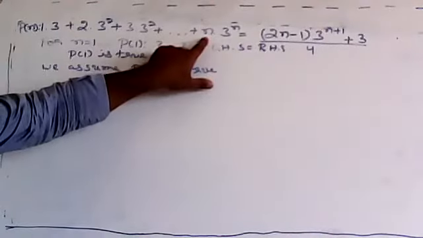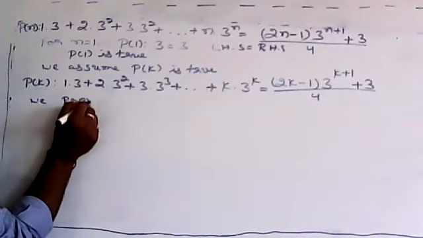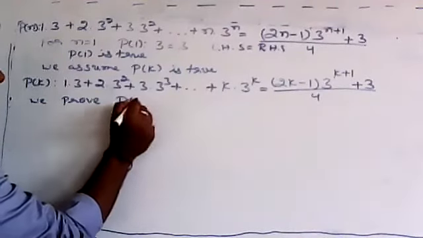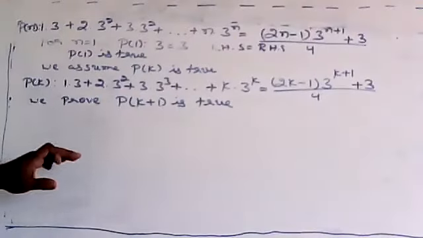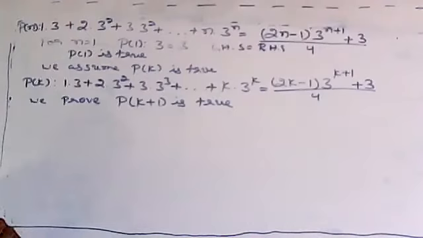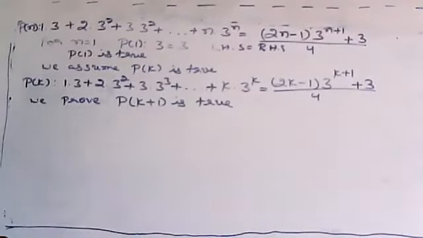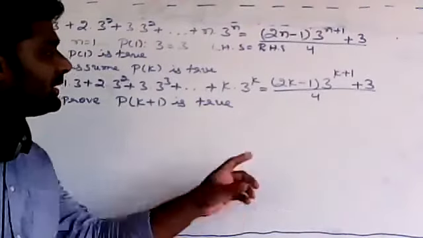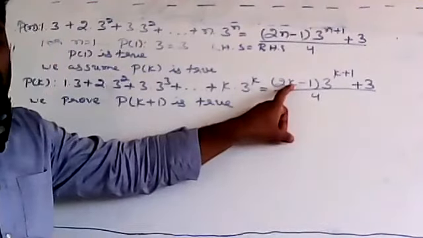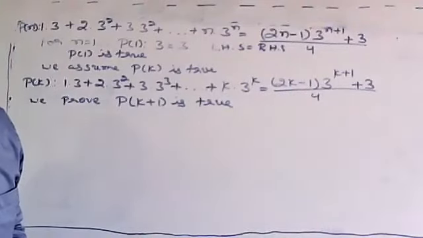Next, we have to prove that P of k plus 1 is also true. Correct? What do you have to do? We have to write the kth term also. So what should be the answer? You know that. Just replace k by k plus 1. That is the answer we want here, correct or not?